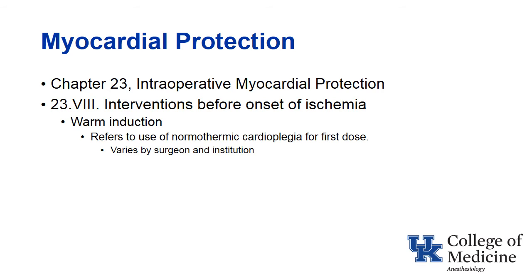Another intervention which is suggested is warm induction of cardioplegic arrest, and this refers to the use of normothermic cardioplegia for the first dose. This varies by surgeon and institution, and it may be something which is employed to a greater or lesser extent at UK.